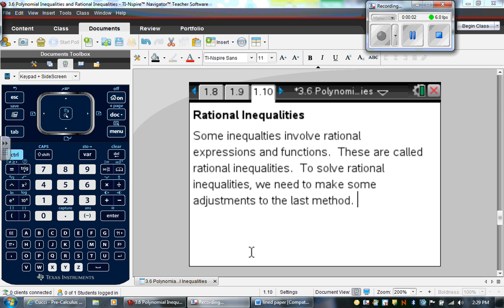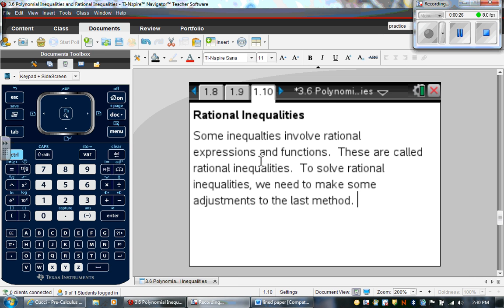Okay, so this lesson is for Mrs. Cucci's College Now Pre-Calculus class. We left off at lesson 3.6, Polynomial and Rational Inequalities. We were on page, I believe 1.10, maybe 1.9 for you. I may have inserted a page. So please find this portion of the document and we can get started.